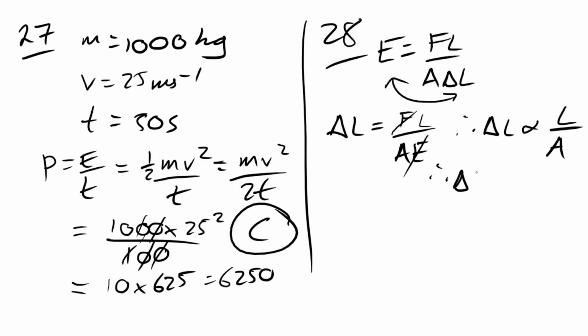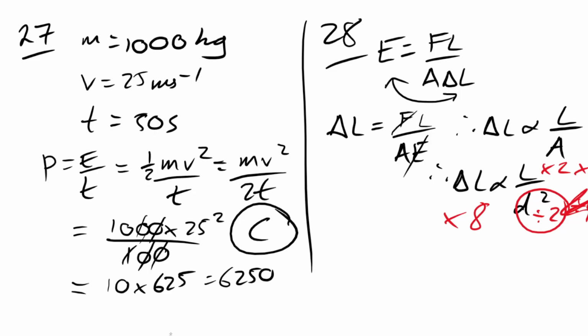So therefore delta L is proportional to L over D squared. So length is going up by 2. Our diameter is halving, so that means that this goes down by a factor of 4. So therefore that means that the whole thing times by 4, so therefore it's times by 8. So the answer is D.